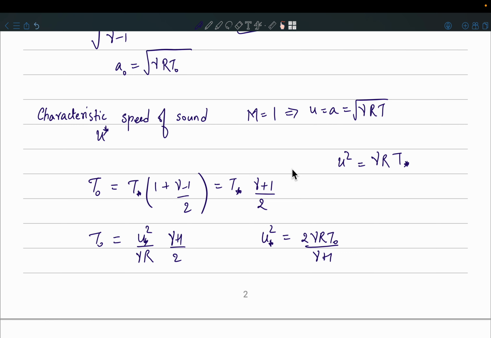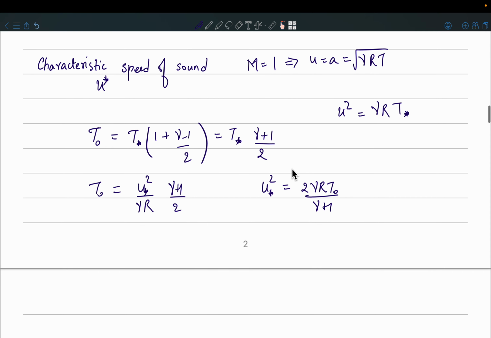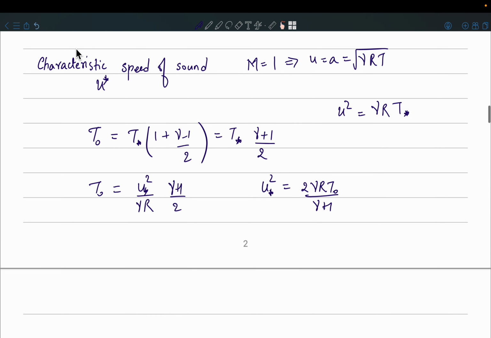one way of also defining stagnation quantities, sometimes in some textbooks you will see, they say that if I bring the flow isentropically to the characteristic speed of sound, but that is another reference state. It is not the stagnation reference state. It is called the characteristic reference state or the star reference state. Okay, so this concept is very important.